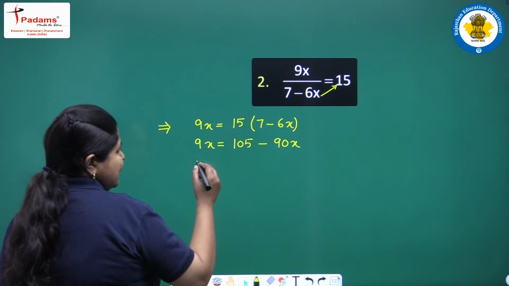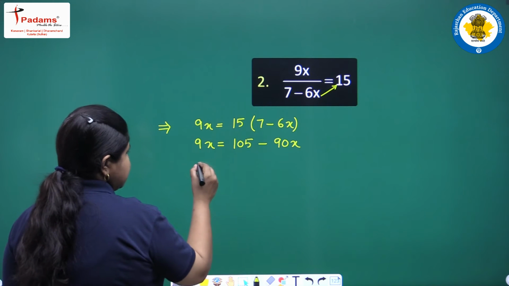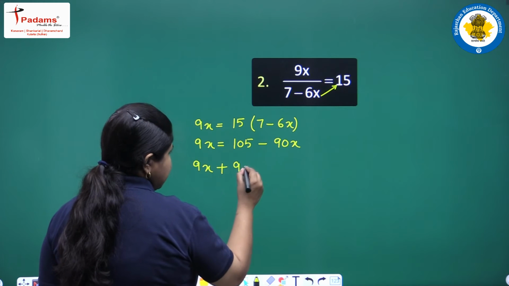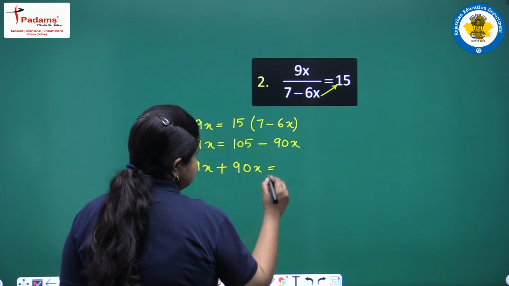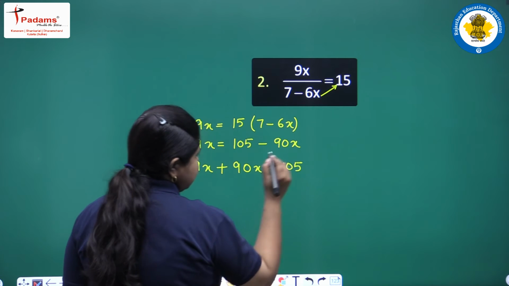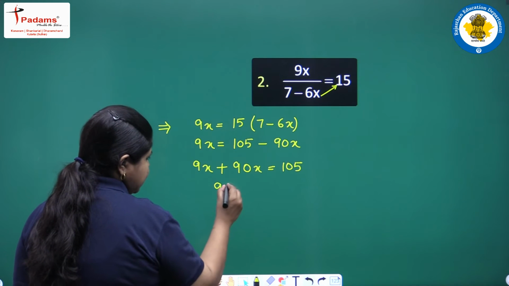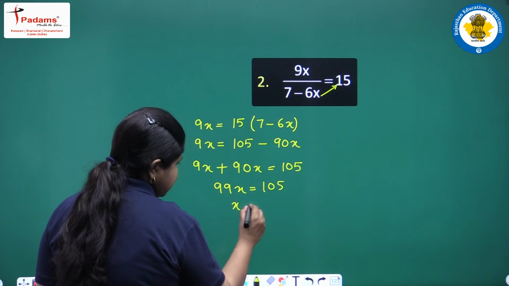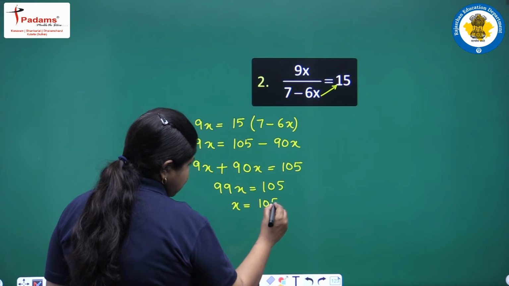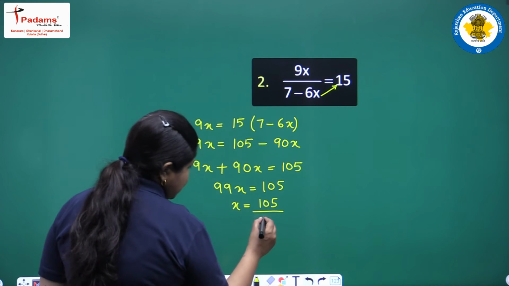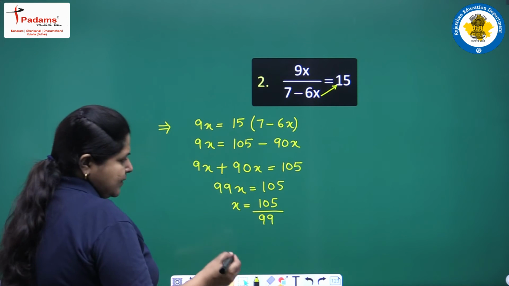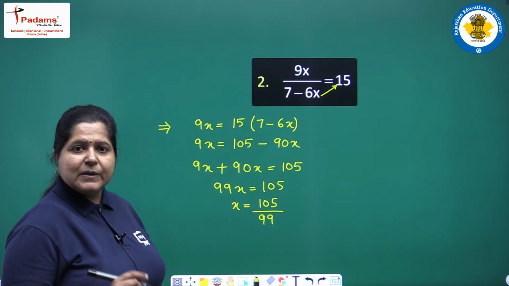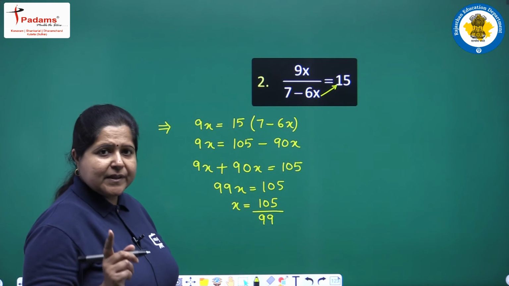Next we will bring this 90x to the LHS. 9x is already there in the LHS. On being transposed it becomes plus 90x, and in the RHS we have 105. This will be 99x equal to 105. Again x is equal to 105, and this 99 will be transposed to the RHS in division. 105 and 99 both are divisible by 3. So, we will divide both the numbers by 3.